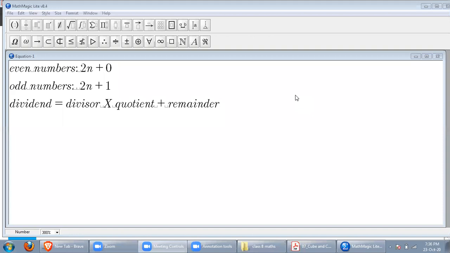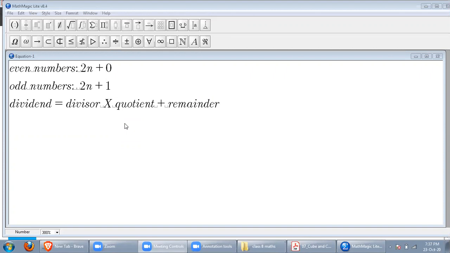So for division by 2, the only possible remainders are 0 and 1. For division by 4, the possible remainders will be 0, 1, 2, 3. For division by 5, the possible remainders will be 0, 1, 2, 3, 4. That means if the divisor is denoted by d, then the possible remainders will be 0, 1, 2, 3, 4, 5, dot, dot, dot, d minus 1. Okay?